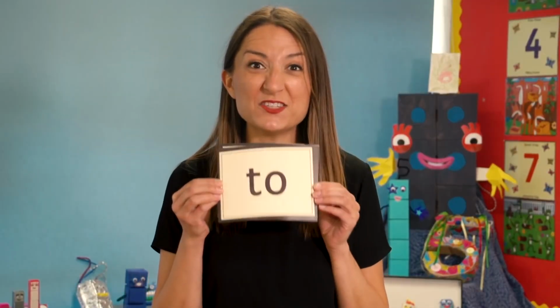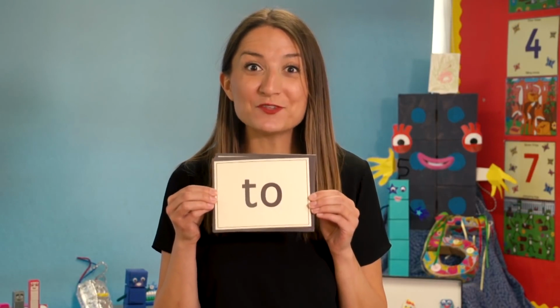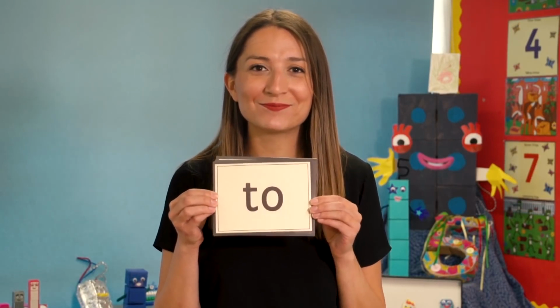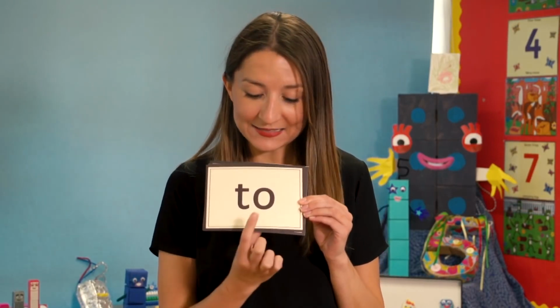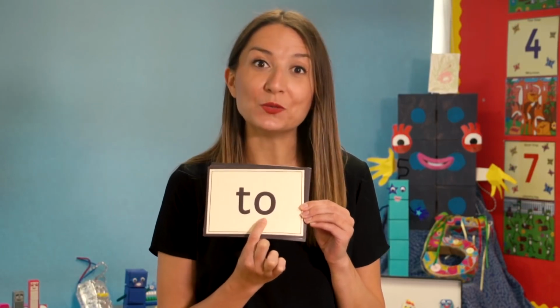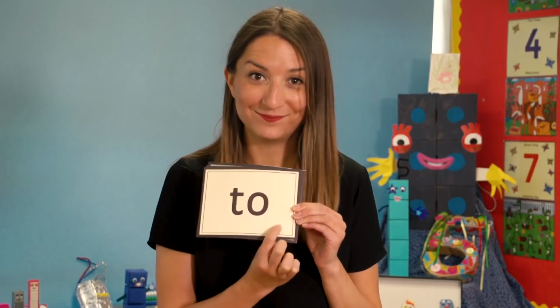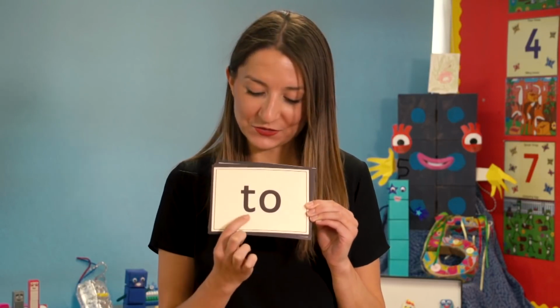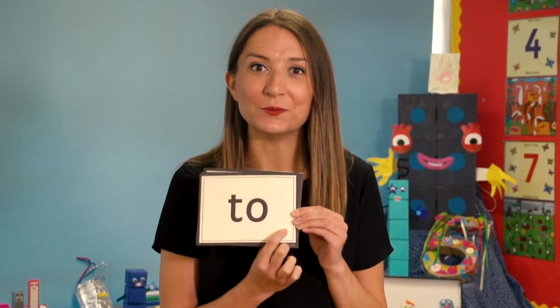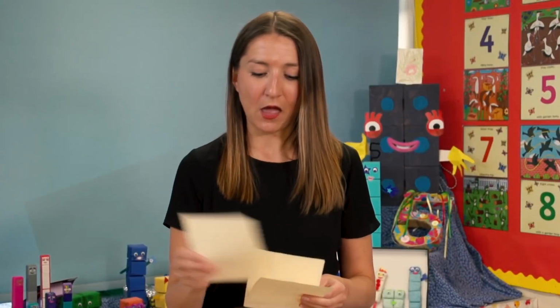You know how to read this tricky word. Can you remember the tricky bit? Yes, the letter o says oo. Can you read the word? Let's read it together. T, oo, two. Now, let's read them quickly. I'm going to mix them up and I want you to read them aloud.